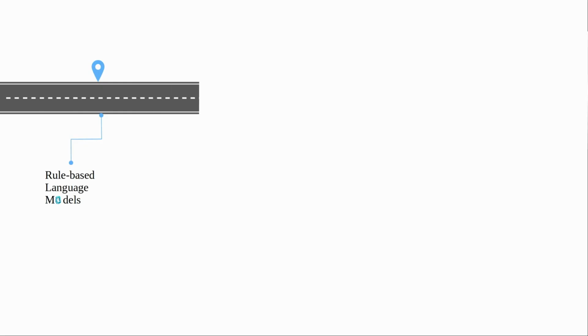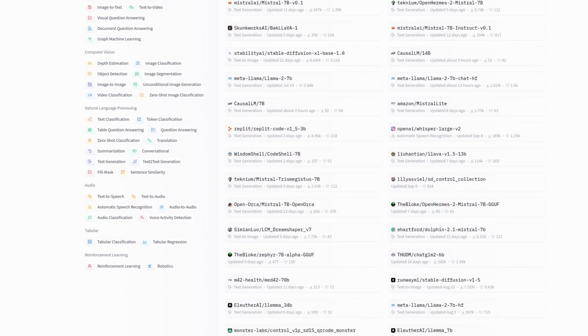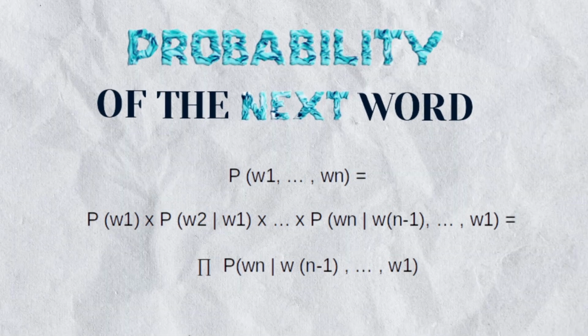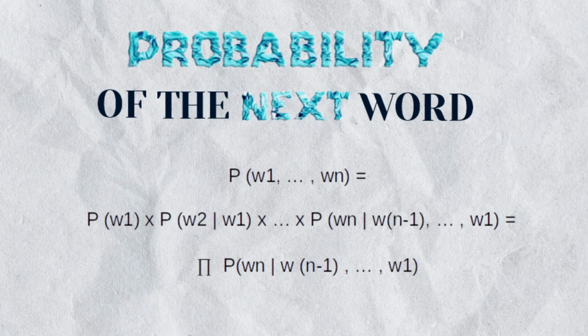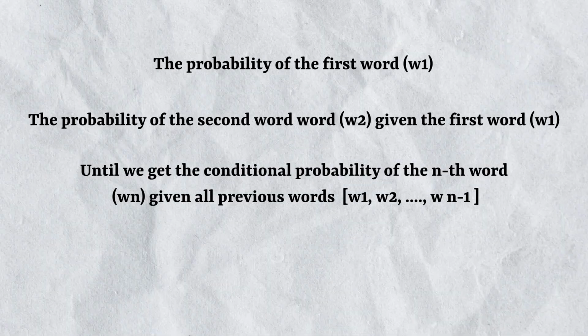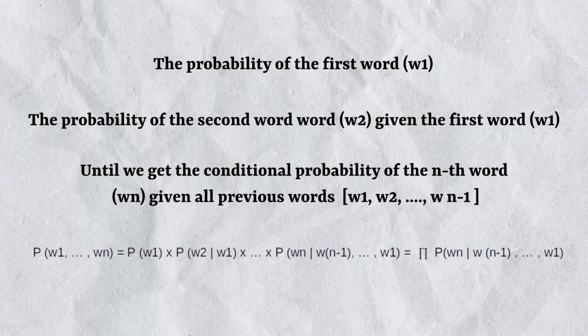Here's when statistical language models were born, which are the foundation of modern language models. Instead of defining a set of rules, the statistical language models use a probabilistic algorithm to assign probabilities to each word occurring based on the previous word. We can use the chain rule to find the probability of the next word as the product of probabilities of words in a sequence of words. For example, the probability of the first word, the probability of the second word given the first word, and so on, until we get the conditional probability of the nth word given all previous words.